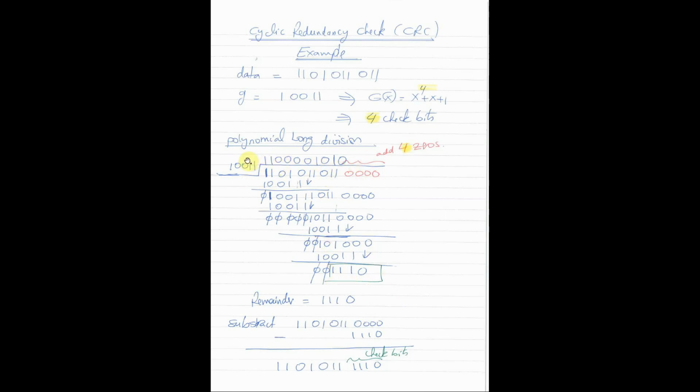The quotient is not used. I just need it so that I get the correct remainder, but the remainder is used. Now, how will I use the remainder? Here we say the remainder is 1, 1, 1, 0. What do I do with this remainder exactly?